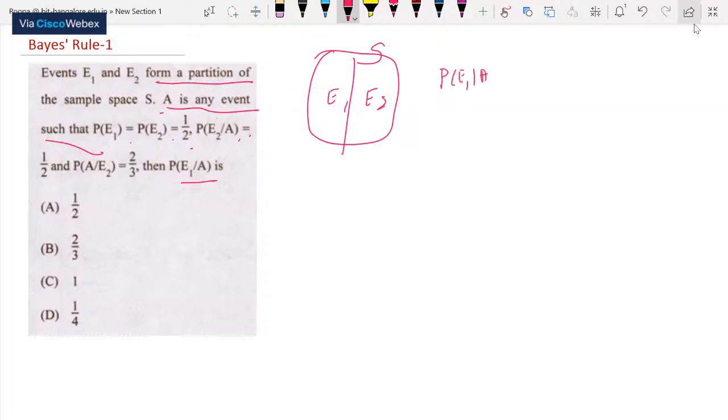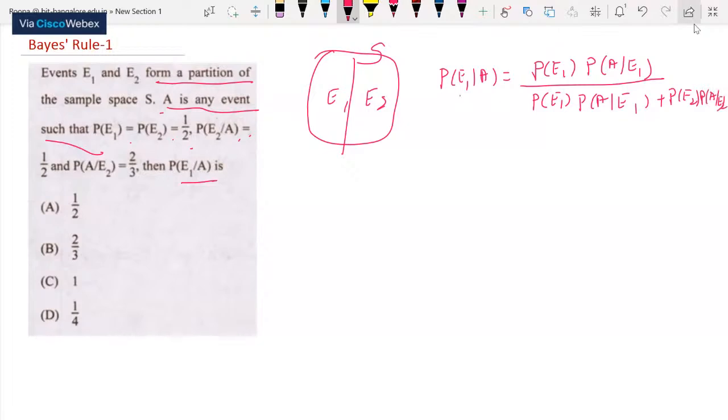They divide the sample space into 2, no? Therefore, what is that formula actually? Probability of E1 into probability of A slash E1, divided by, they divide the sample space into how many? 2. Probability of E1 into probability of A slash E1 plus probability of E2 into probability of A slash E2. We can't find this directly without knowing probability of A slash E1. They're not given probability of A slash E1.